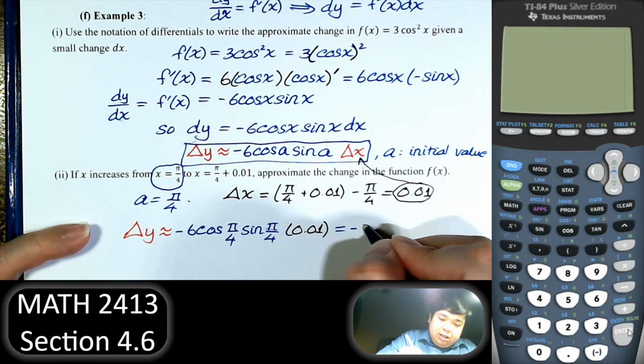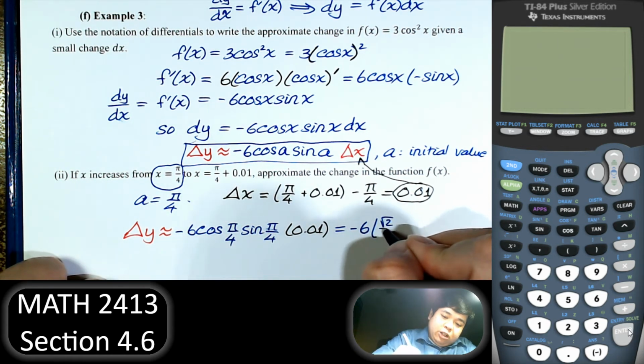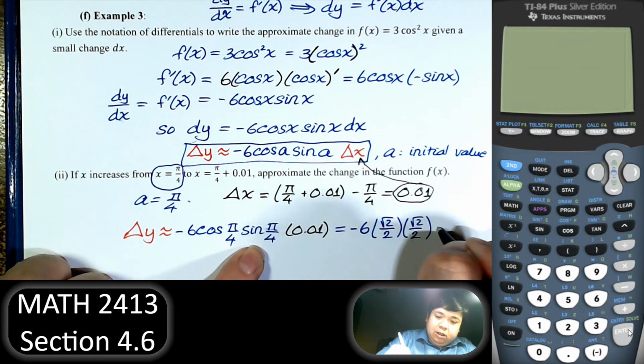So I have negative 6. Cosine pi over 4, that's square root of 2 over 2. And sine pi over 4, same thing, times 0.01.